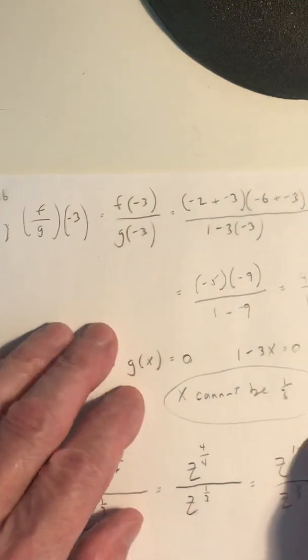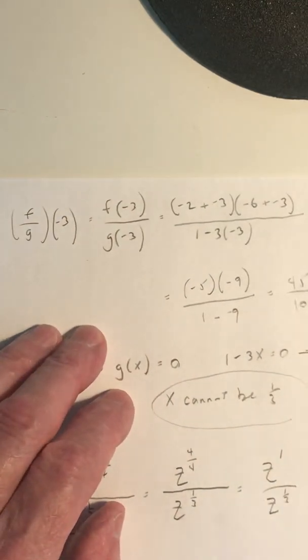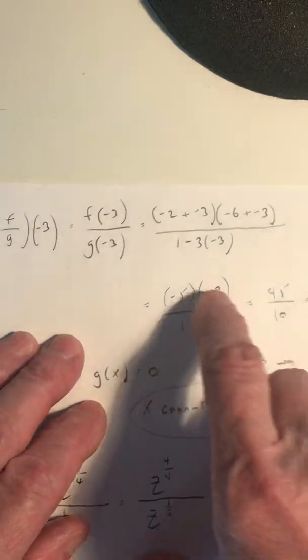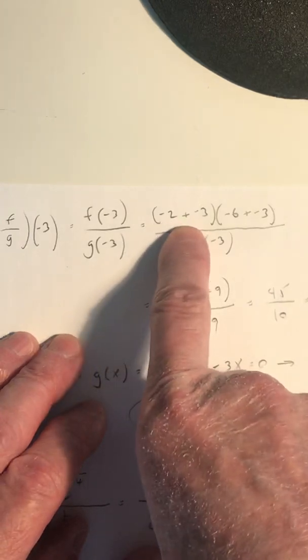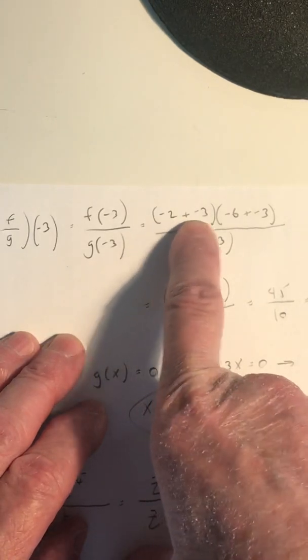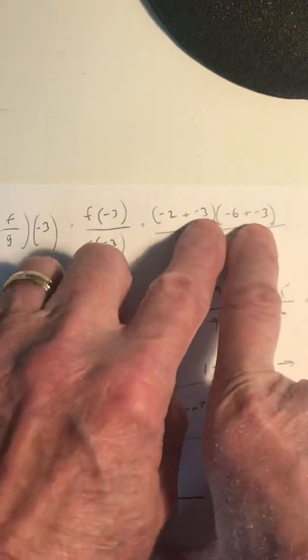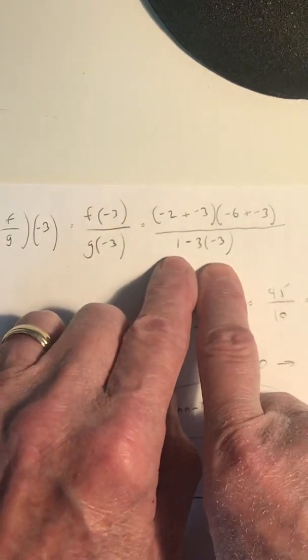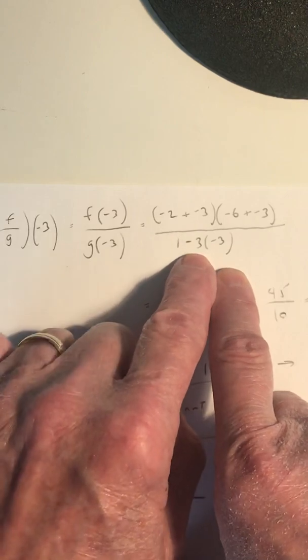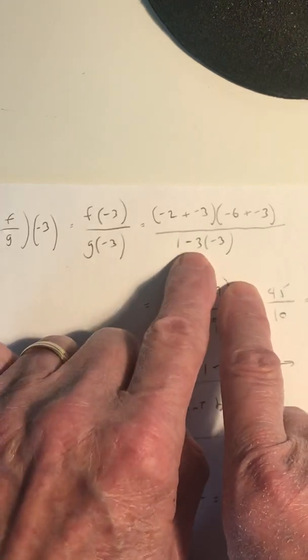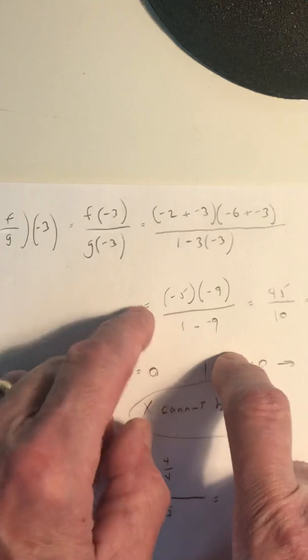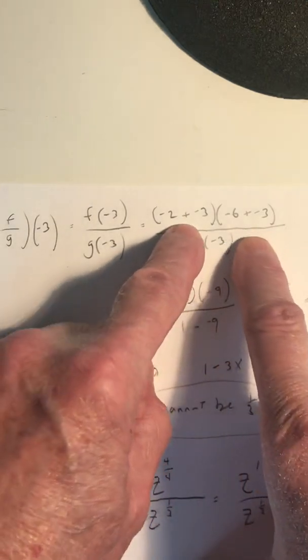And if you plug the negative 3 into the function, f is negative 2 plus x times negative 6 plus x, so there you have it. And g is 1 minus 3 times x, so it's 1 minus 3 times negative 3. And that's just arithmetic. Be careful.